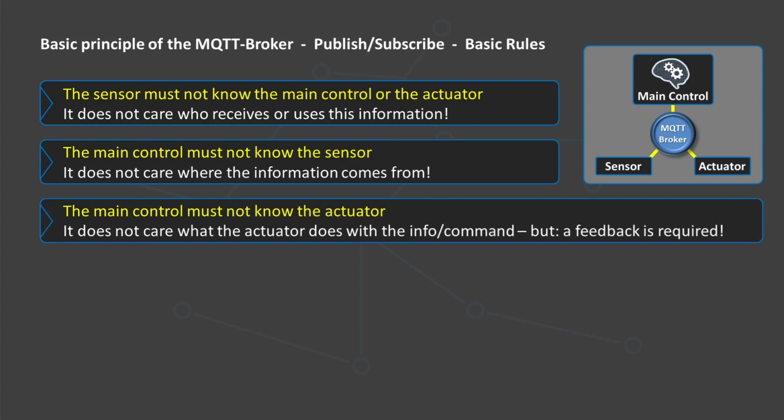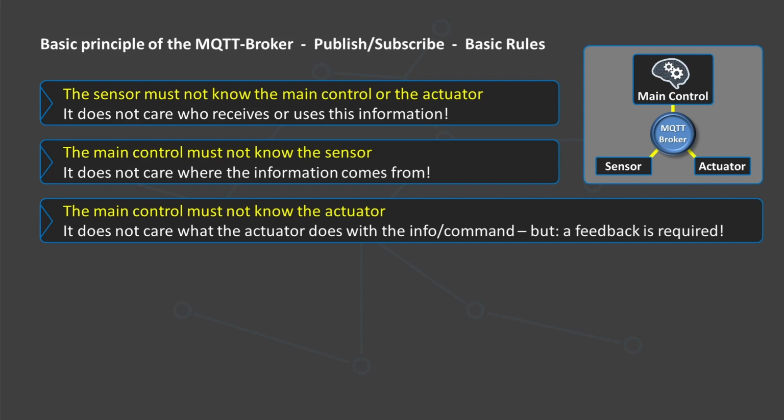The main control must not know the actuator. The interpretation of a command is all up to the addressed hardware device. It is just important that it returns a feedback which allows the main control or other instances to know if the command was processed correctly.